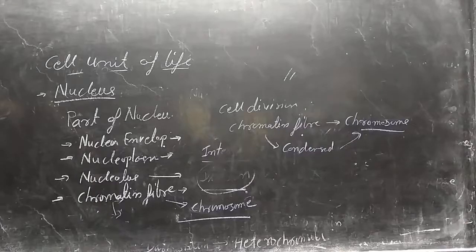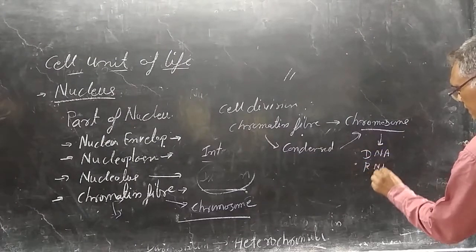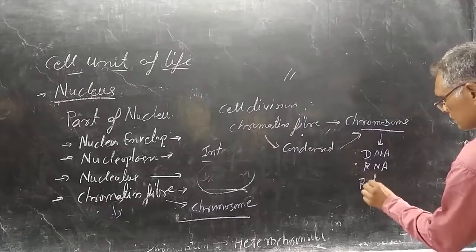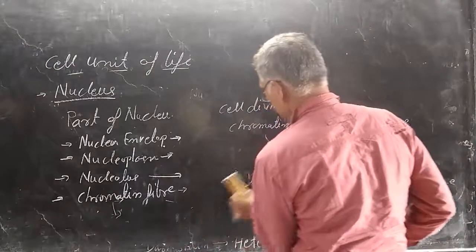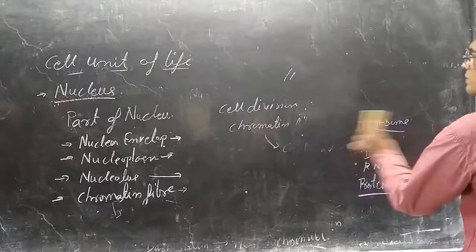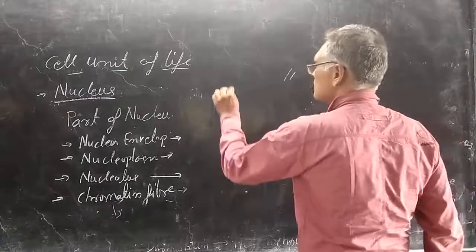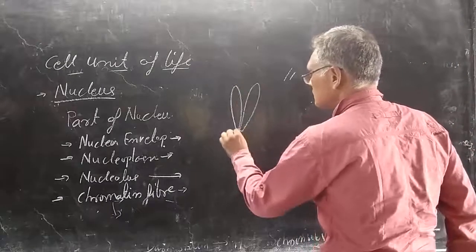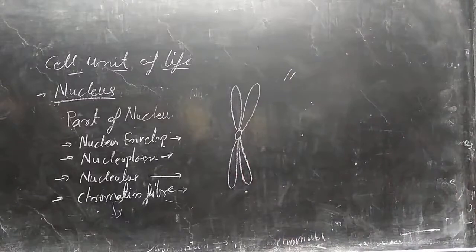Normally a chromosome is made up of DNA, RNA and protein. Chromosome is made up of three things, that is DNA, RNA and proteins. What is the structure of chromosomes? Chromosomes contain two arms. These two arms are known as chromatids.